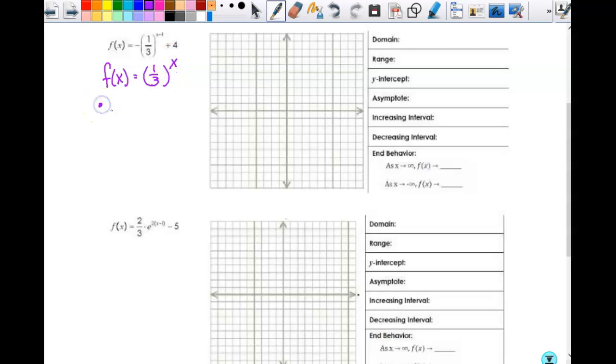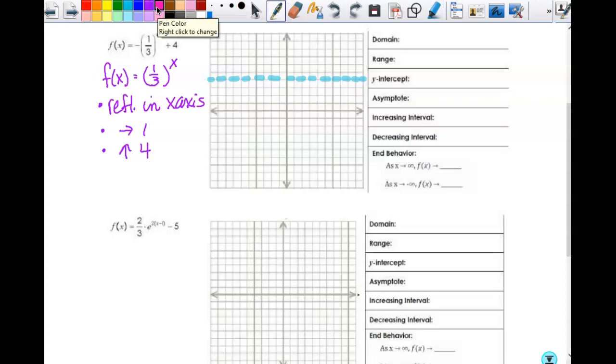My transformations, I have a reflection in the x-axis. I have a translation to the right 1 and up 4. So since this is an exponential, I have a horizontal asymptote. The only thing that affects the horizontal asymptote is your shifts up and down, and this shifts up 4. So here is my asymptote.